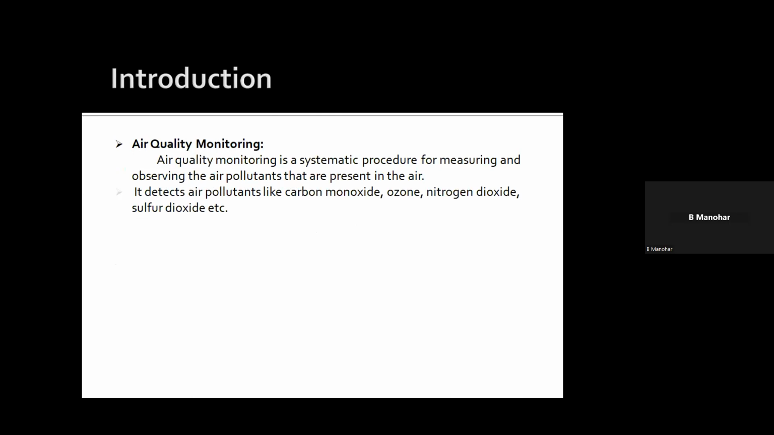First of all, air quality monitoring is a systematic procedure, and through this procedure we can measure various concentrations of the air pollutants that are present in the air and environment as well. Through air quality monitoring we can detect air pollutants which include carbon monoxide, ozone, nitrogen dioxide, sulfur dioxide, etc., and other air pollutants also we can include.